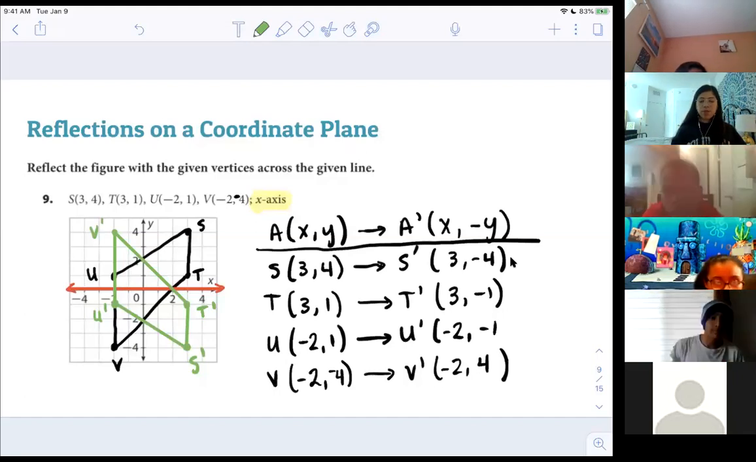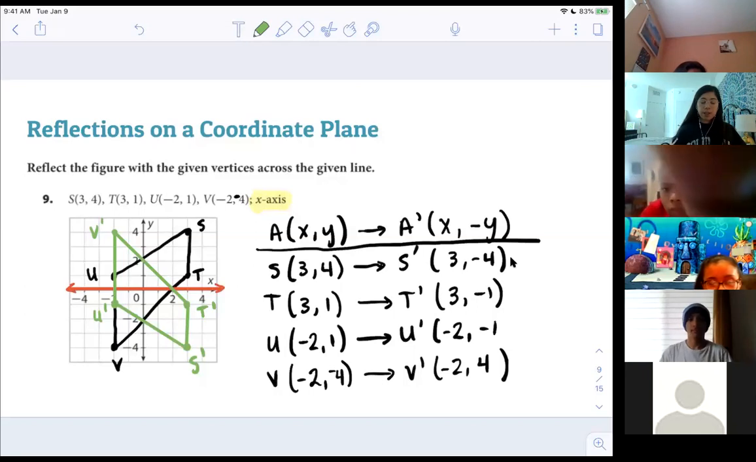Any questions on reflections across the x-axis? Miss, that looks like the X from X Factor. Yeah, it does a little bit. You're right.